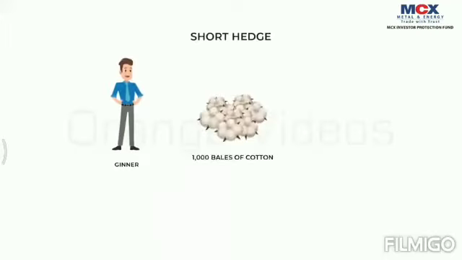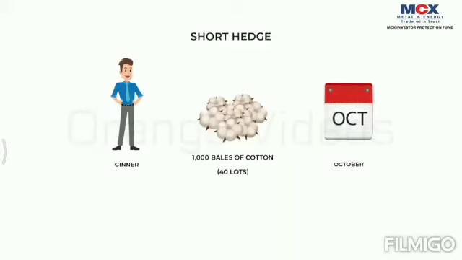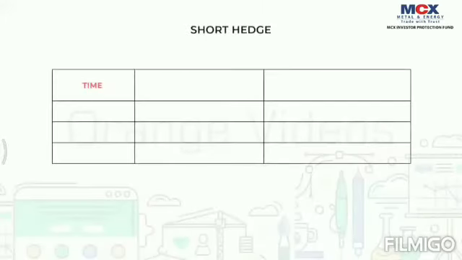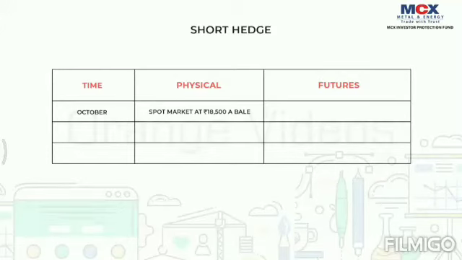Short hedge. Assume a ginner is holding stock of 1,000 bales, which is 40 lots of cotton, in October. He wishes to lock in the price of his 40 lots of stock in October itself and protect himself against the possibility of falling prices. The spot price of cotton in October is Rs 18,500 a bale and the price of the MCX December contract is Rs 18,700 a bale. The ginner sells short 40 lots of MCX December contracts in October at Rs 18,700 for delivery in December.